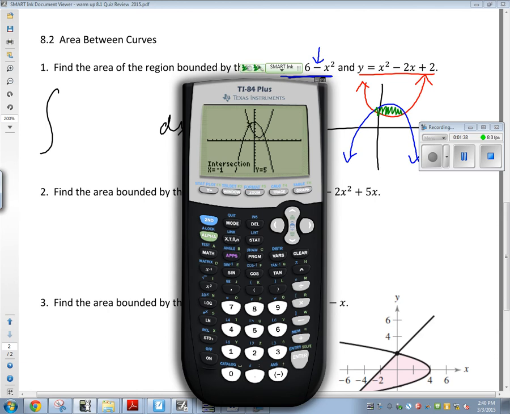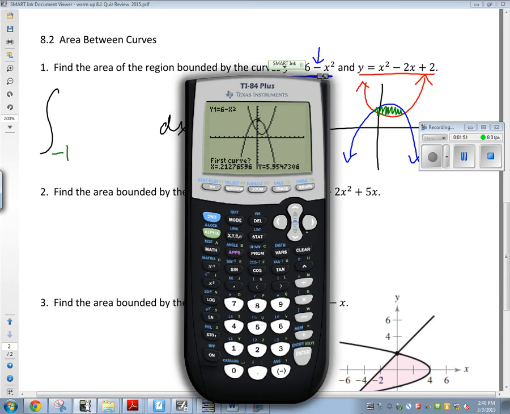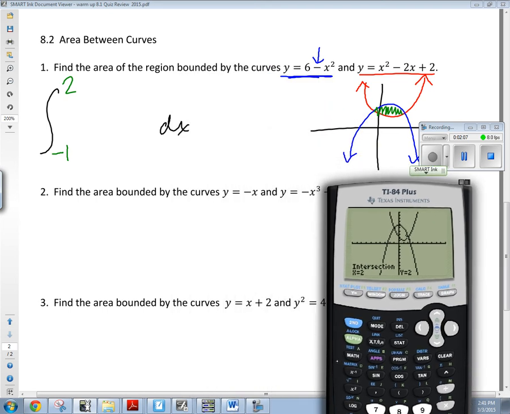So my first intersection point is at x equals -1, so I'm going to go from -1 to my second intersection point. Move my cursor over here. There we go. To right there, enter, enter, enter. Oh, those are easy intersection points, good. X equals 2. Okay, those are my two intersection points.